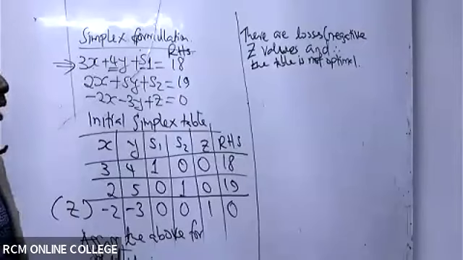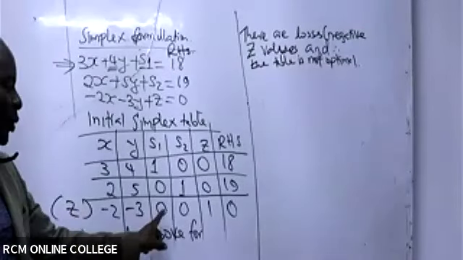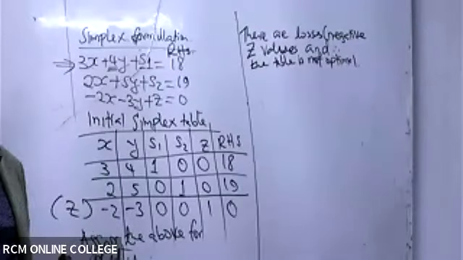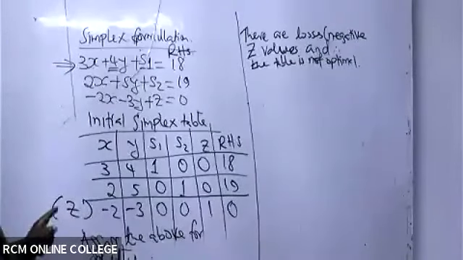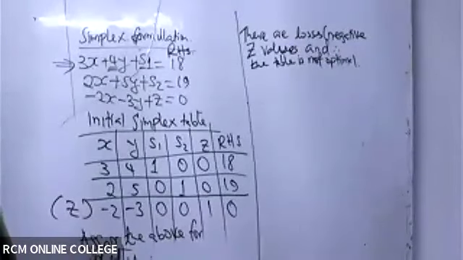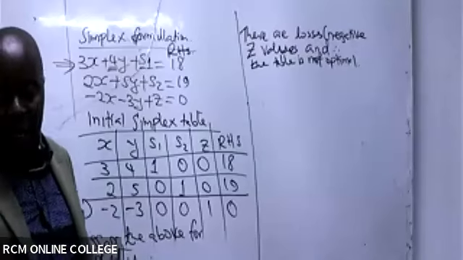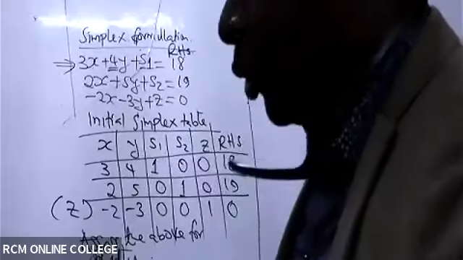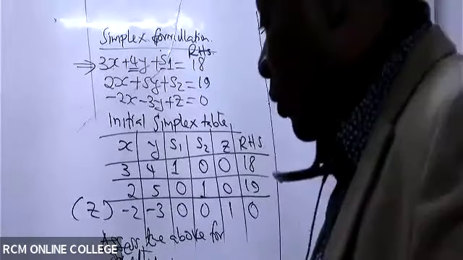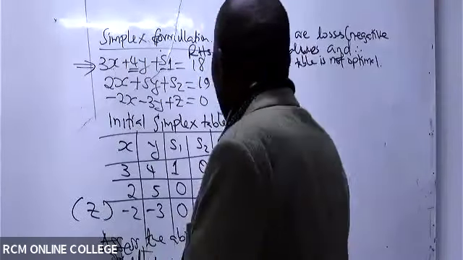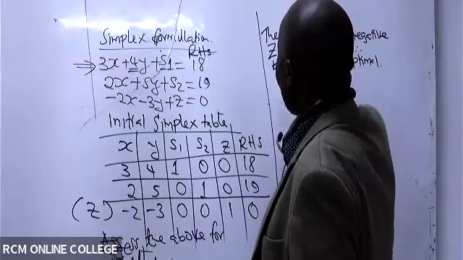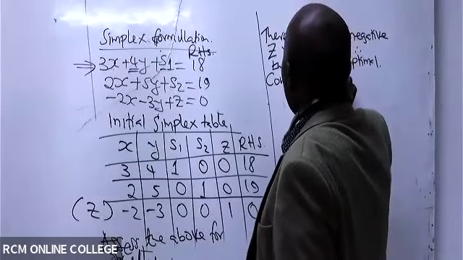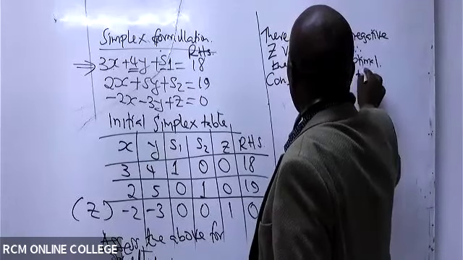Remember, the last row is the Z. In this case we can see that there are losses, -2 and -3, meaning that this table cannot be optimal. So I would want to run away from those losses. Let's construct another table.